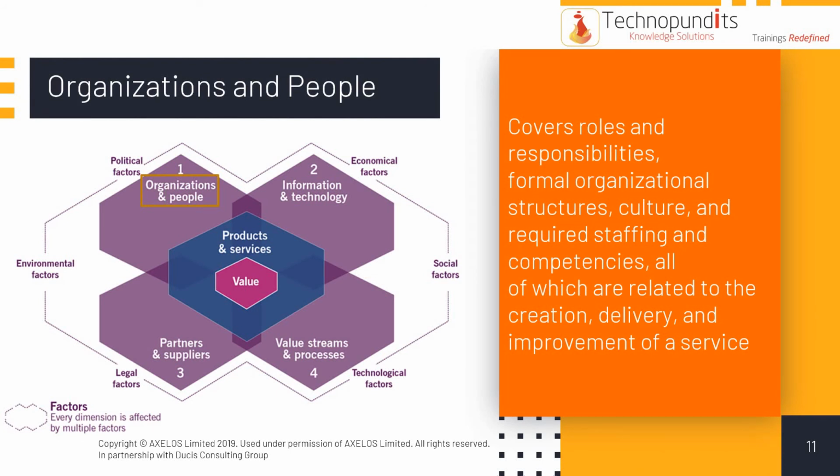Organizations and people. The first dimension of service management is organizations and people. The organization and people dimension of a service covers roles and responsibilities, formal organizational structures, culture, and required staffing and competencies, all of which are related to the creation, delivery, and improvement of a service. It is important that roles, responsibilities, and systems of authority and communication are well defined. They need to support the overall strategy and operating model.